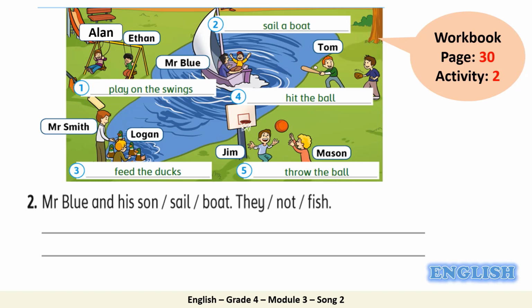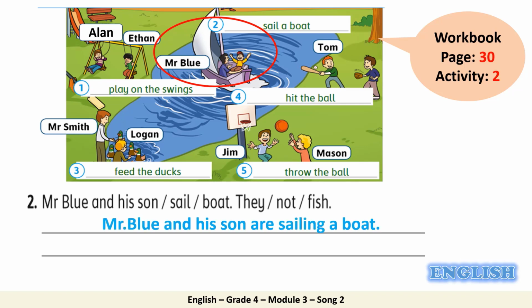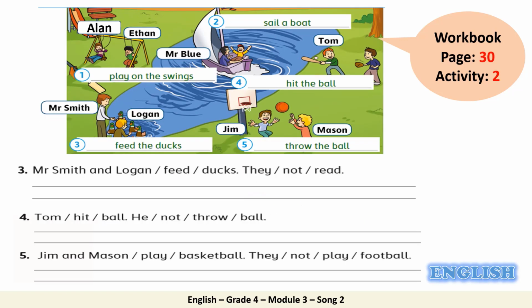Number 2. Mr. Blue and his son sail boat. Excellent! Mr. Blue and his son are sailing a boat. And the second part here, they not fish. It's going to be, they aren't fishing. Excellent! Now it's your turn to answer number 3, 4, and 5 by yourself.